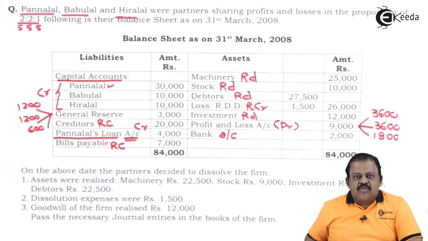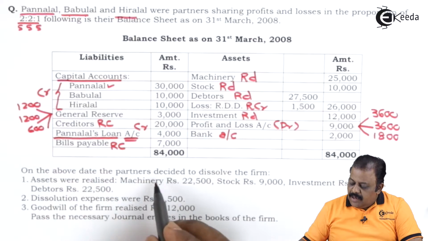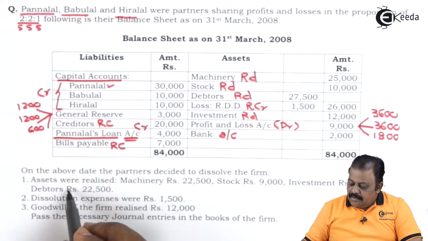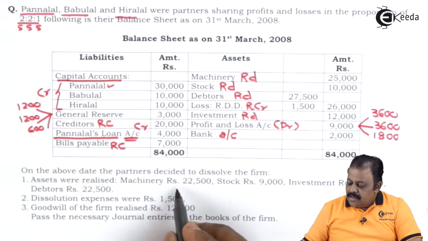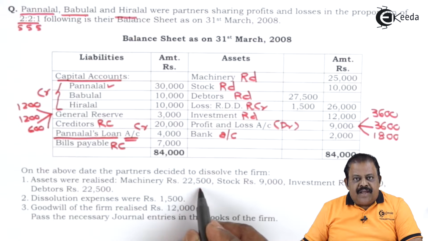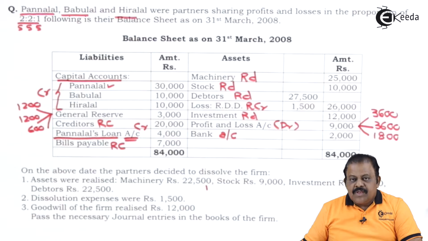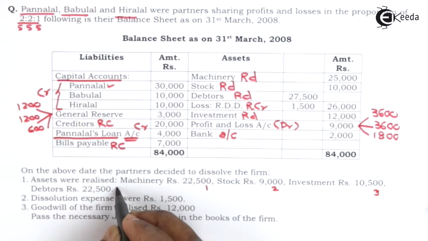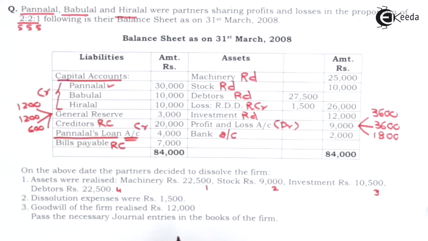Let us go through the adjustments. On the above date, partners decided to dissolve the firm. Assets were realized. Machinery 22,500. Stock 9,000. Investments 10,500. Debtors 22,500. These assets are sold. Amount will be received.